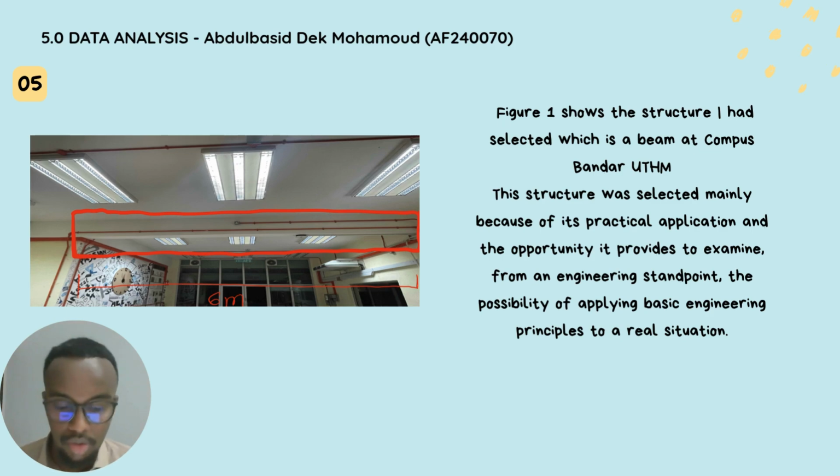Figure 1 shows the structure I had selected, which is a beam of a canteen at UTHM. This structure was selected mainly because of its practical application and the opportunity it provides to examine it from an engineering standpoint, and the possibility of applying basic engineering principles to a real-life situation.